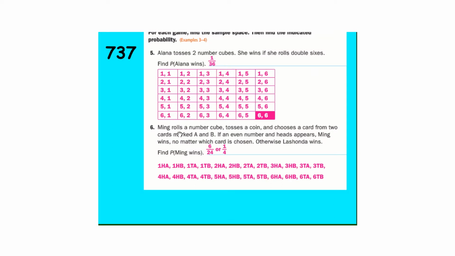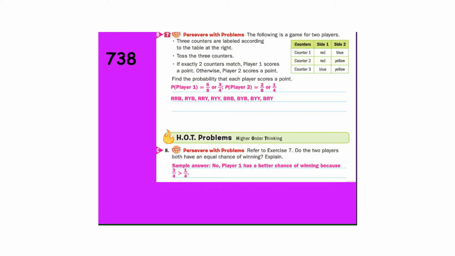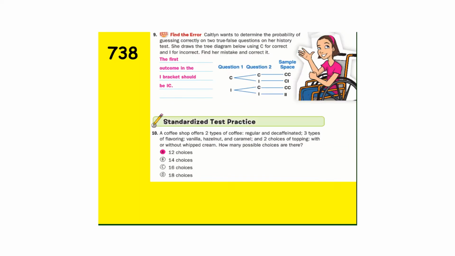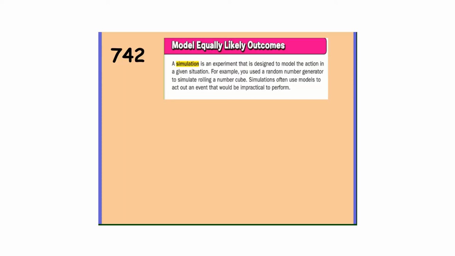Down at the bottom, page 738. Okay, the lesson is we're going to start on page 742. I'm skipping the random number generator on the calculator. We're going to go right to 742.